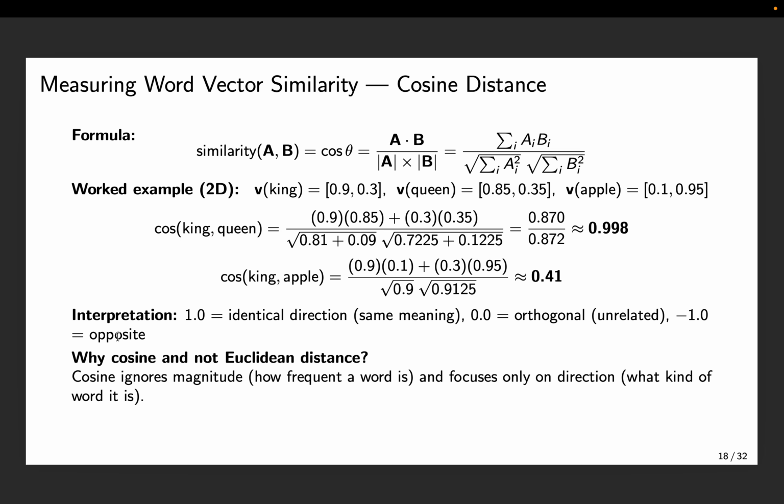So why cosine over Euclidean distance? Because cosine ignores the magnitude of the vectors. Magnitude roughly corresponds to how frequently a word appears. We don't want frequent words to dominate just because their vectors are large. Cosine focuses purely on the direction, so the type of word.